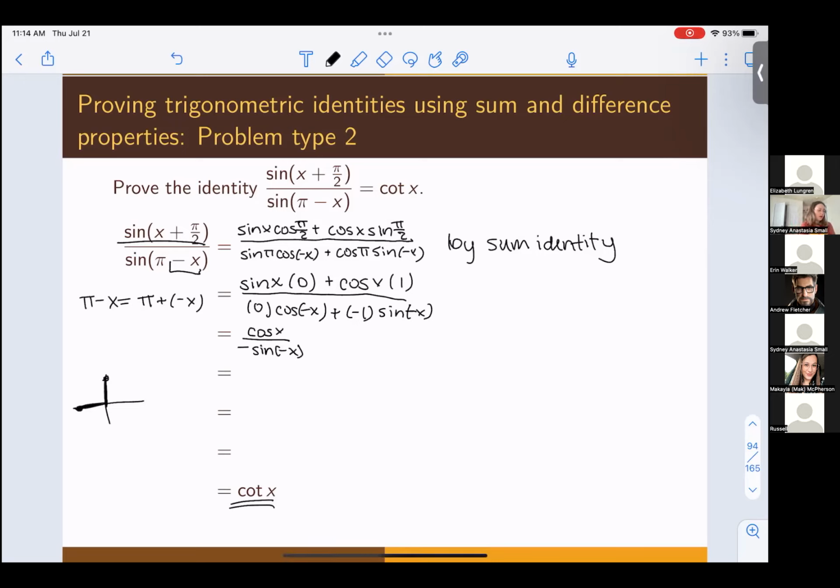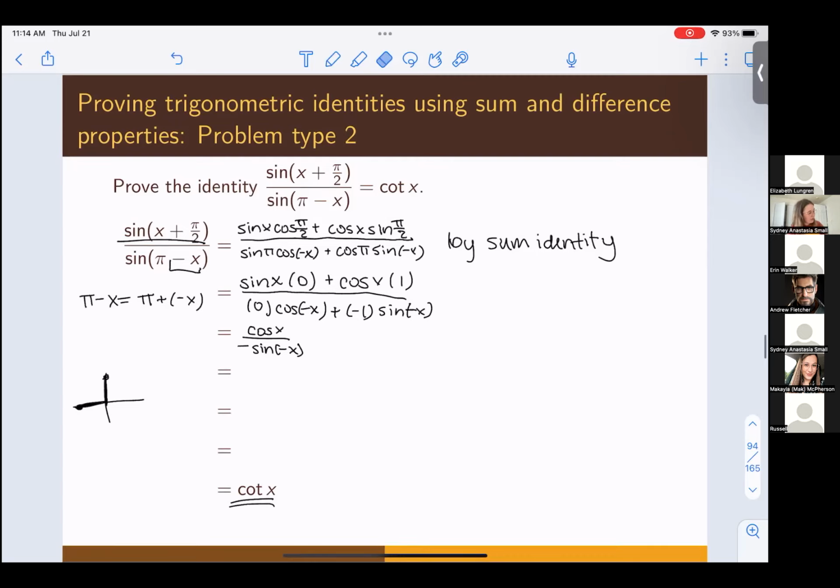Okay. Because I decided to use the sum identity instead of the difference identity, which you absolutely could have used, I just didn't want to have to think about two formulas for this one. I just used one, but you absolutely could have done it and it would have been just as correct. But because I did it this way, I have this pesky, oopsies, negative x in here. I don't really know what to do with that.